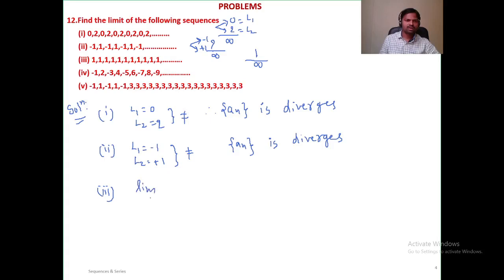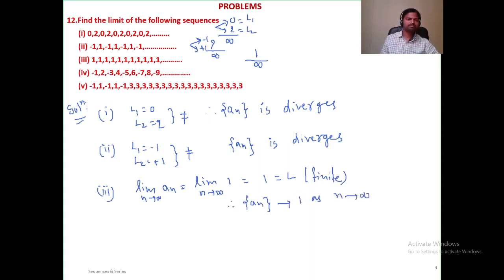So therefore limit n tends to infinity, An is nothing but 1 only. So limit value is L, which is finite. Some finite number existed, therefore the sequence converges. Therefore the given sequence An converges to 1 as n tends to infinity. It converges now. Okay.